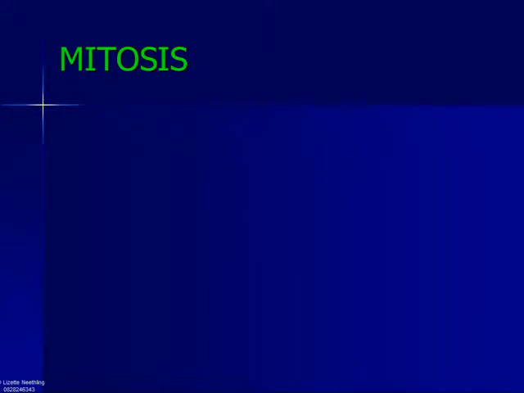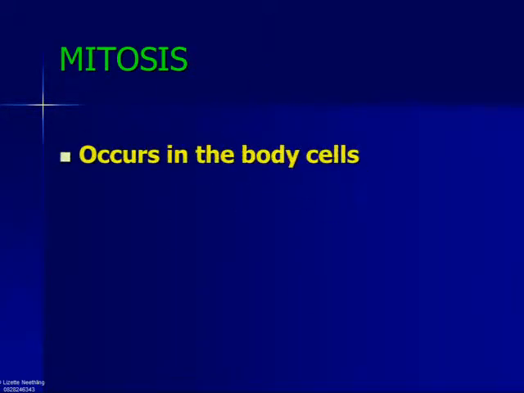Now, to recap mitosis, it's in the body cells. Remember, other word for body cell is a somatic cell. What is the purpose of it? Growth, first of all. And sometimes when you go with a bicycle and you fall and you break the skin, you need to repair the skin. And that is done also by mitosis. It's for repair.